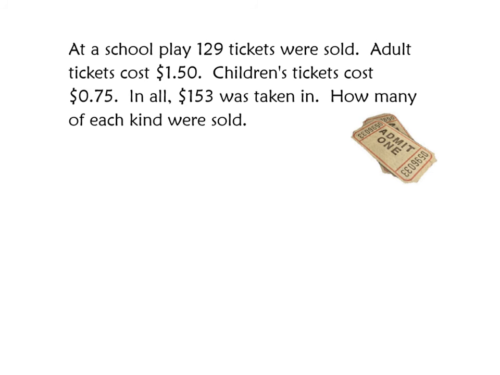For this last example, it says at a school play, we have 129 tickets sold. Adult tickets cost $1.50. Children's tickets cost 75 cents. In all, $153 was taken in. How many of each kind were sold? So go ahead and attempt this entire problem by yourself. Write your equations, choose a method, solve it. We'll pause this video for a little while and then we'll show you the answer in a second.